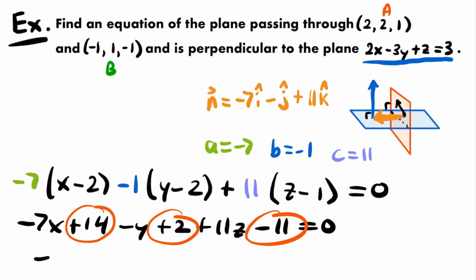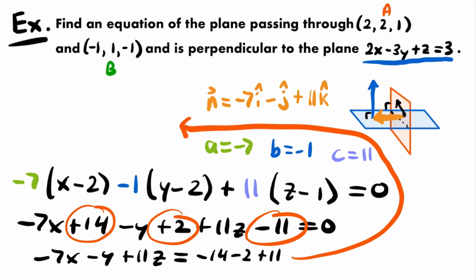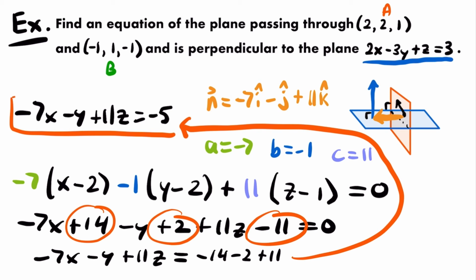And so what we will have is -7x minus y plus 11z is equal to -14 minus 2 plus 11. And now -14 minus 2 is -16, plus 11 will give you -5. So our final answer, which I am going to write up here, is -7x minus y plus 11z is equal to -5. And that right there is an equation of the plane passing through these 2 points and is perpendicular to this other given plane. Okay, so that was our last example of finding an equation of a plane for this video.